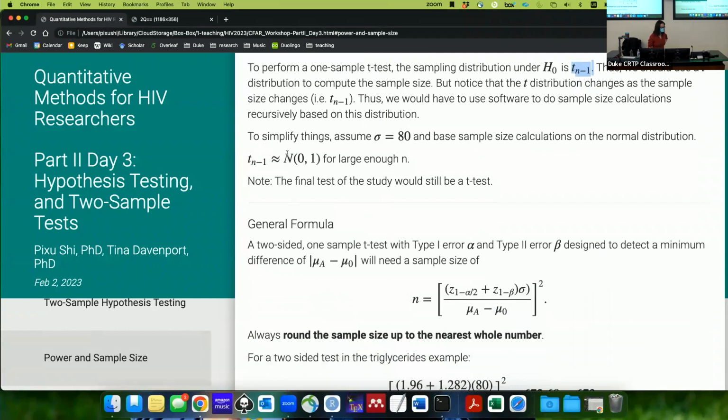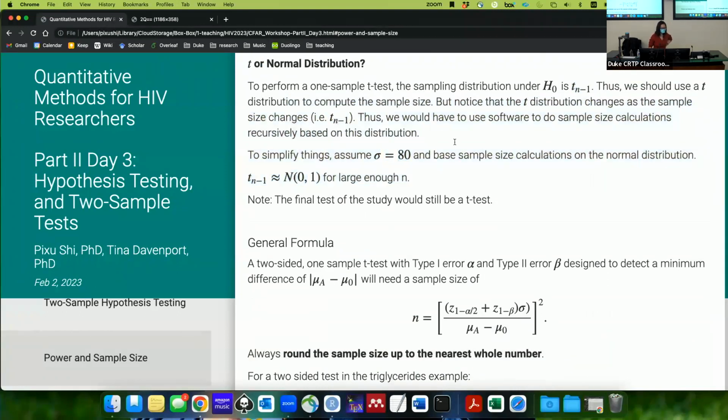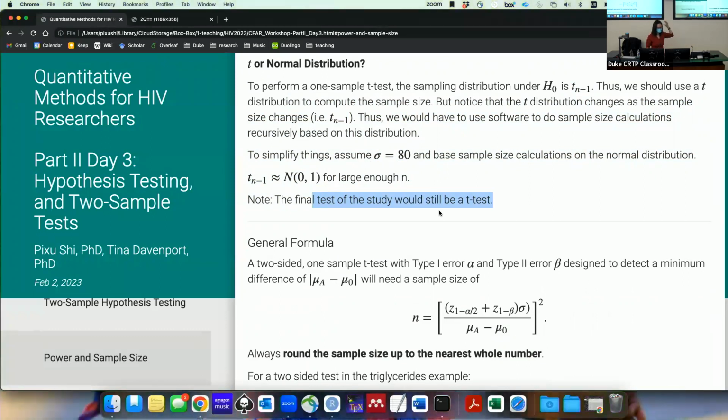But regardless of whether you use the Z or the T to calculate your sample size, eventually you will still need to do the T test instead of the Z test when your sample size is not that large, because you don't know when you get the data what your sample variance is going to be, and whether your sample size is going to be large enough to use a Z test instead of a T test. So T test is safer.